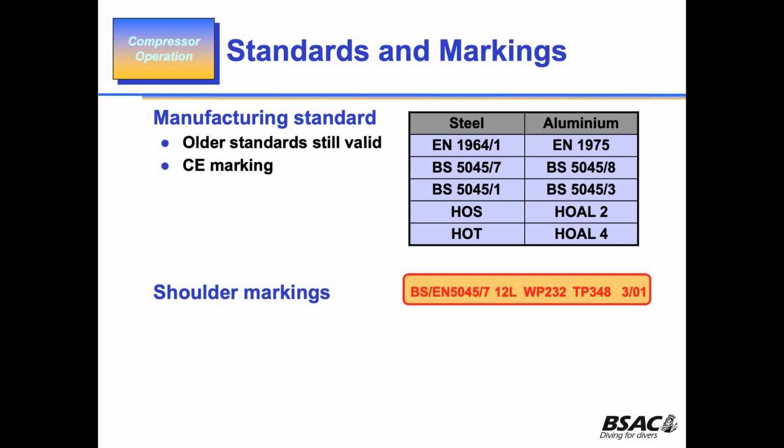Some of them actually have CP on as well, which is charge pressure. So be aware that you could get CP there. It doesn't mean anything, it just means charge pressure, which is equal to working pressure anyhow. Okay. And the next one, TP, which is test pressure. And then the last bit is the manufacturing date. 3 is the month, the 01 or whatever is the year, right?